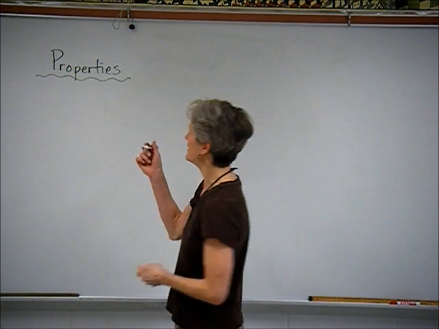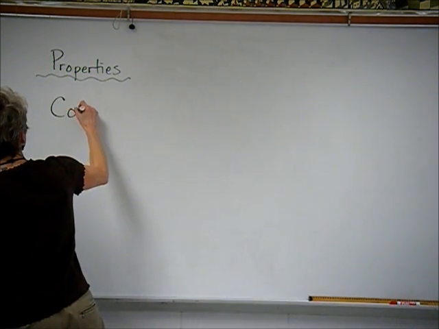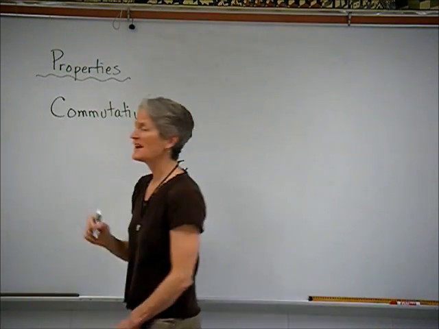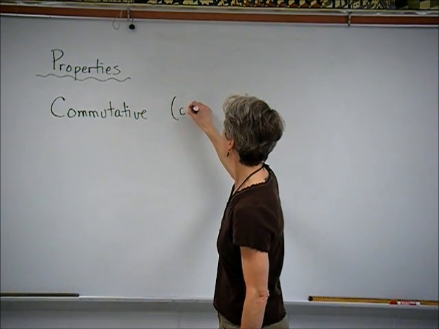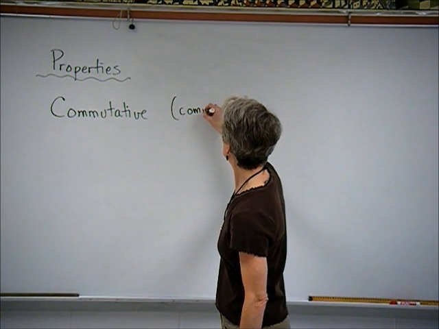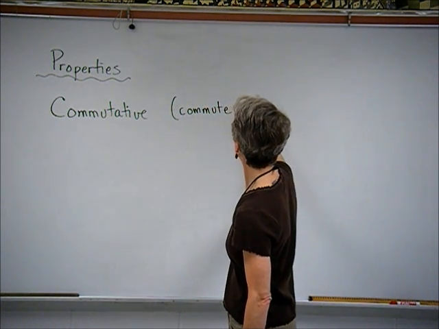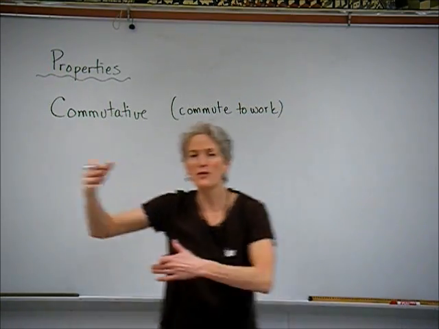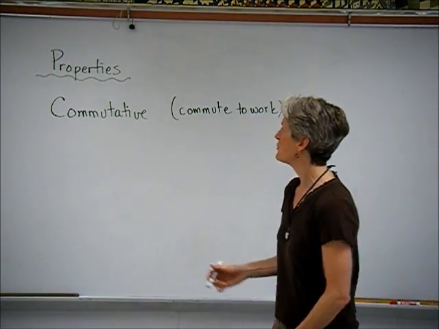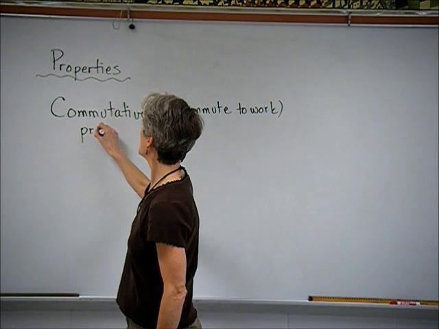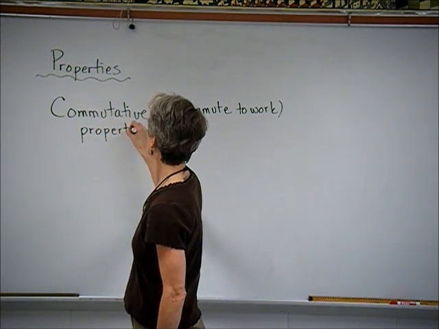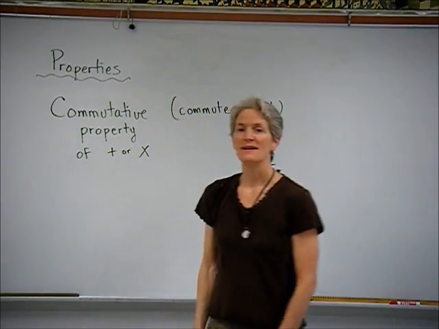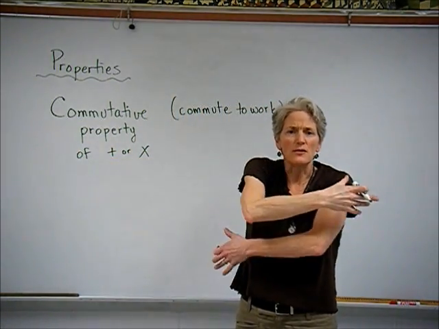So let's start with commutative. Commutative. I always like thinking about the word. That's like commuting. When you commute to work, you're moving. You're moving from one place to another. Commutative property of addition or multiplication is when you can just move things around.